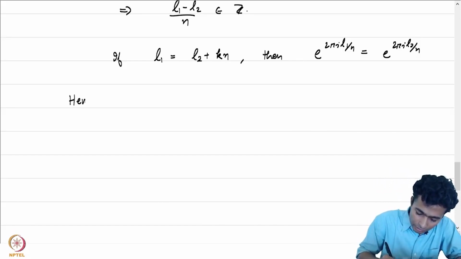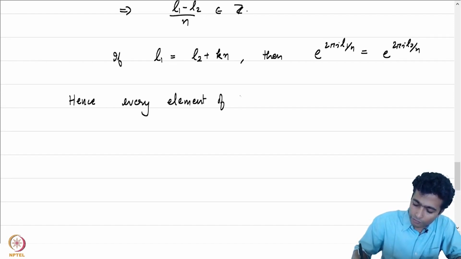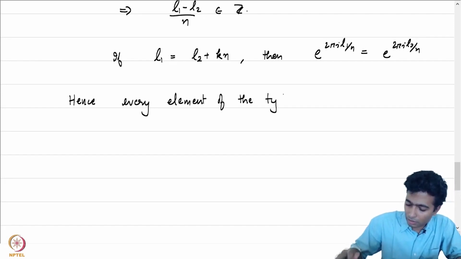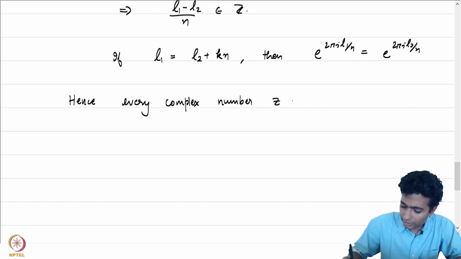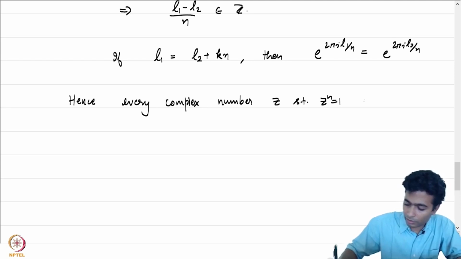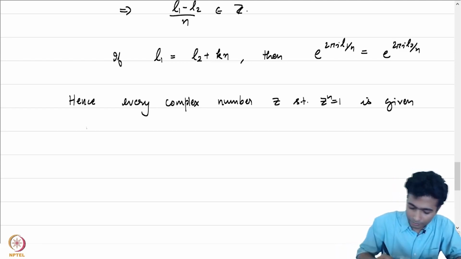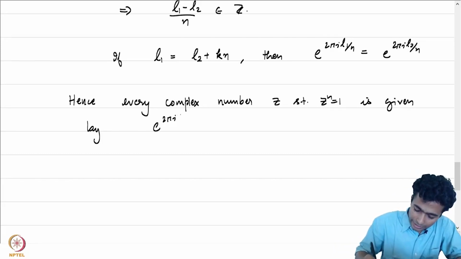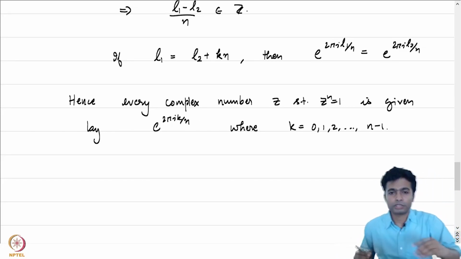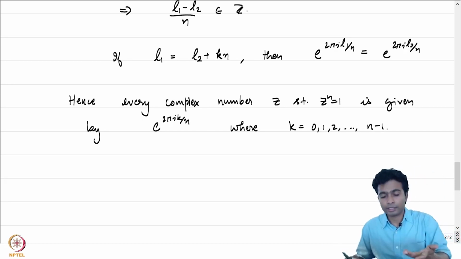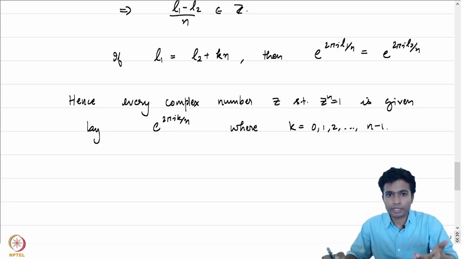Write that down. Hence, every complex number z such that z to the power n is equal to 1 is now given by e to the power 2 pi i k by n, where k is equal to 0, 1, 2 up to n minus 1. Notice that if k is any other integer, we can write it by a Euclidean division.